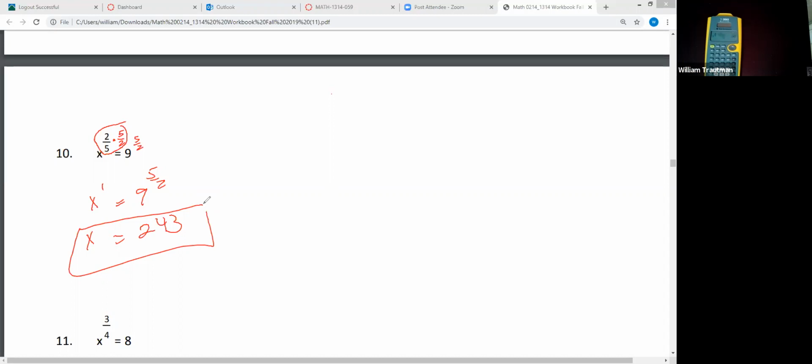You guys like this one? You probably like the next one too. So we're always going to do the power to the reciprocal because it turns that power into 1. That's what we're looking for, x to the 1 power.